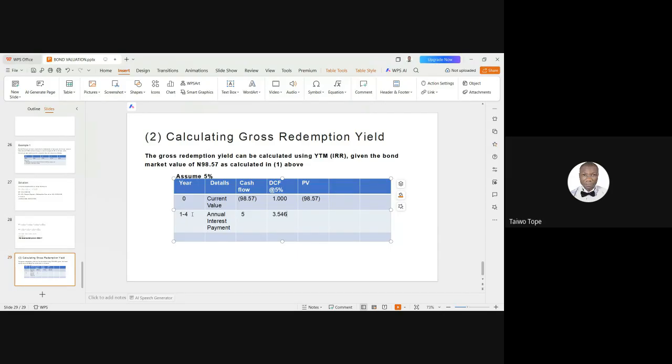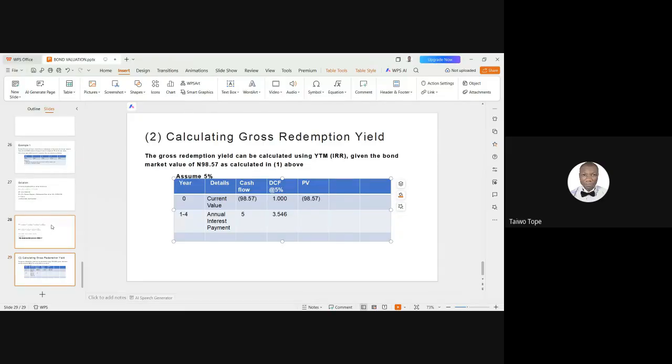3.546. I hope everybody knows the annuity formula. You know, this is an advanced class. Some of these things you've studied over time. The formula is 1 minus open bracket 1 plus r to the power of minus n divided by r. That is, for this, it will be 1 minus open bracket 1 plus 0.05 to the power of minus 4, divided by 0.05.